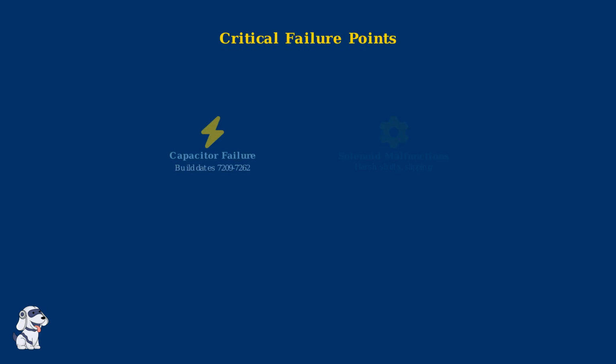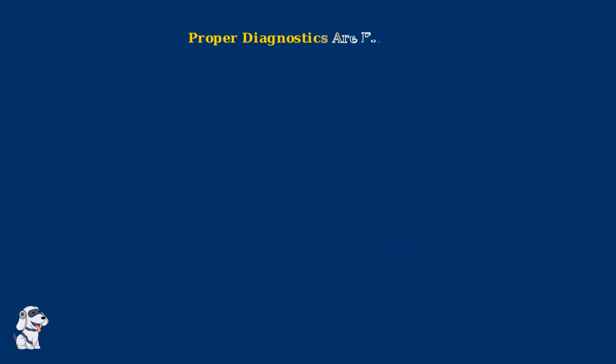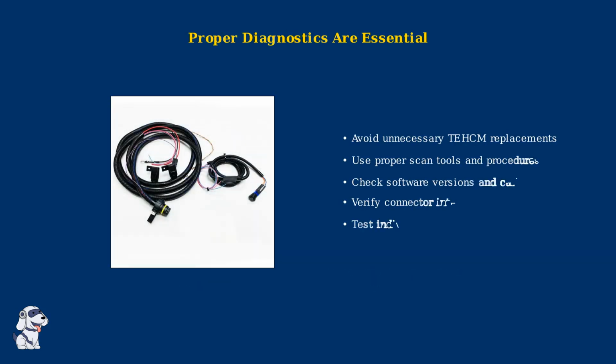Throughout our series, we've identified 4 critical failure points in 6L80 TEHCMs: capacitor failures in specific build date ranges, solenoid malfunctions causing shift issues, pressure switch problems leading to engagement delays, and valve body contamination resulting in sticking valves. Proper diagnostic procedures are absolutely critical when working with 6L80 TEHCMs. The complex wiring and electronic systems require systematic testing to avoid costly misdiagnosis and unnecessary component replacements.